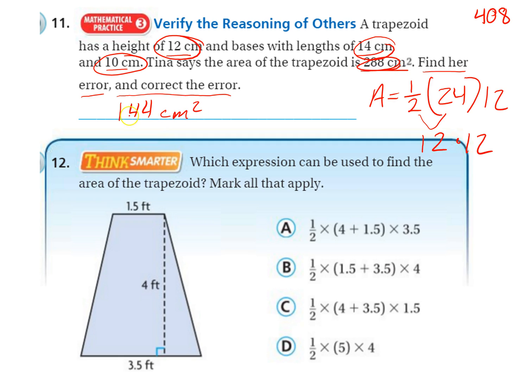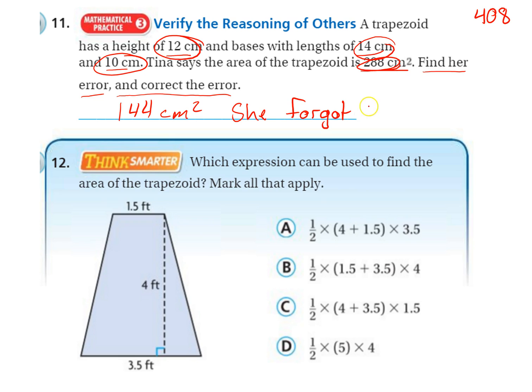And 288 is exactly twice as much as 144, so I was correct in my hypothesis as to what her error was, because I know it's a common error. So 144, she forgot to multiply by 1/2, or multiply by 0.5, or she forgot to divide by 2, however you do it.